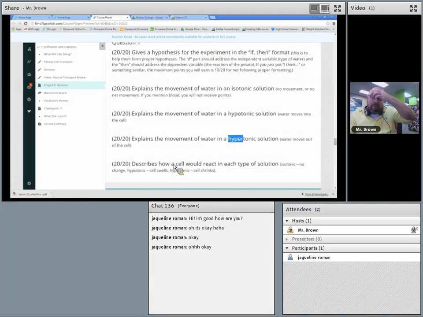So to describe how a cell would react, there's no change in an isotonic solution. In hypertonic, the cell shrinks because there is more water inside the cell than outside, so water is going to leave and the cell is going to shrink. Hypo, like hippo, the cell is going to swell because there's less water in the cell than there is outside. There's more water outside, so water is going to go in and swell up the cell.